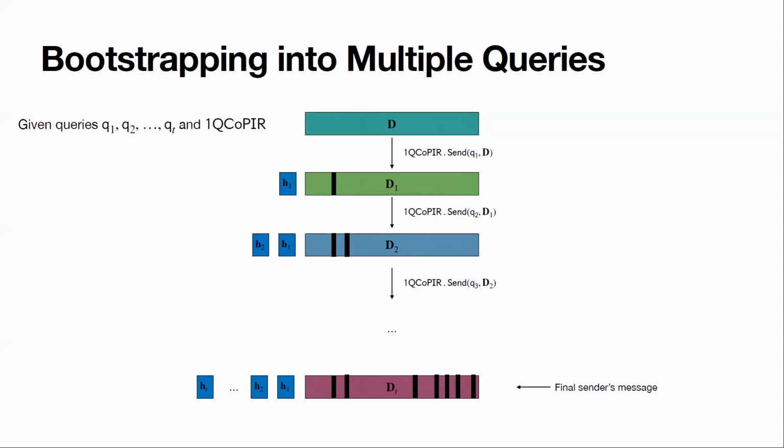Since the underlying one-query co-PIR is rate one, all these blocks are of the same size. In other words, there's no blow up in the communication after recursion. So as long as we have a sublinear number of headers, the final message is rate one. And we obtain a rate one co-PIR that erases a sublinear number of positions. And finally, SSP security follows from the SSP security of the one-query co-PIR.